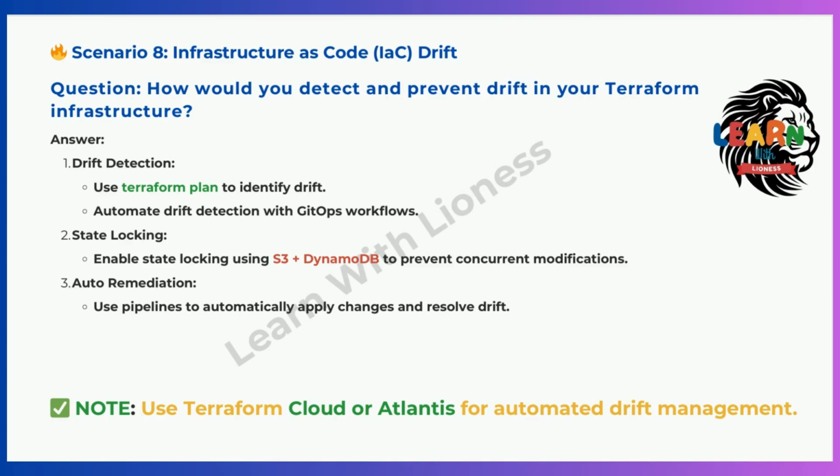2. State locking. A. Enable state locking using S3 plus DynamoDB to prevent concurrent modifications. 3. Auto remediation. A. Use pipelines to automatically apply changes and resolve drift. Note: use Terraform Cloud or Atlantis for automated drift management.